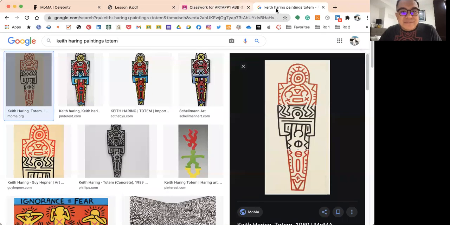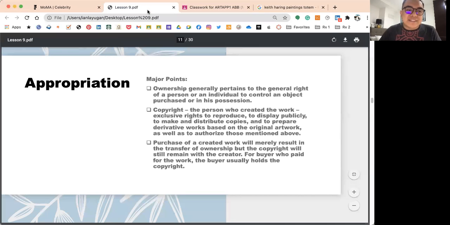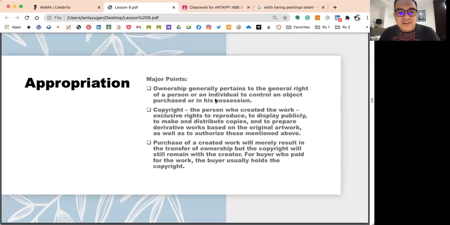So in relation to that, I was talking about that because our topic today is related to what we call appropriation. Appropriation refers to ownership generally that pertains to the general right of a person or an individual to control an object purchased or in his possession. So yun nga, it has something to do with copyright, the person who created the work has exclusive rights to reproduce, to display publicly, to make and distribute copies, and to prepare derivative works based on the original artwork, as well as to authorize those mentioned above. If artworks pass the 50-year mark, those are already in public domain.